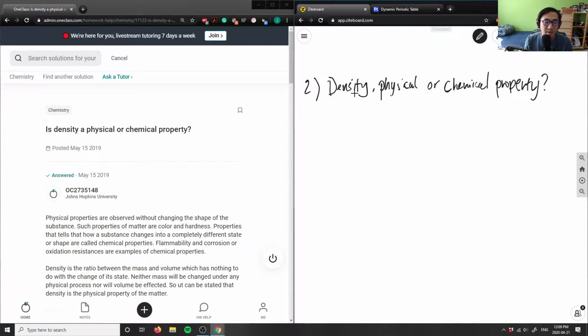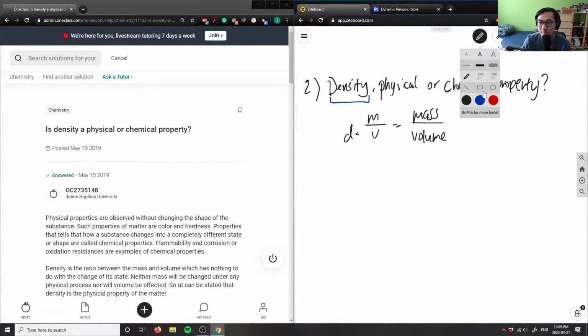If we want to define density, remember what is density in the first place? Density equals, in a mathematical equation, mass, M, divided by our volume, right? So this here is mass in grams divided by our volume. So basically how much something weighs per how much space it takes up.